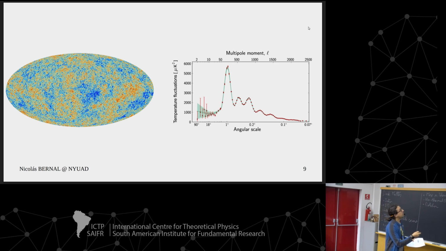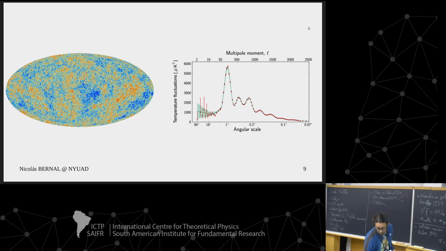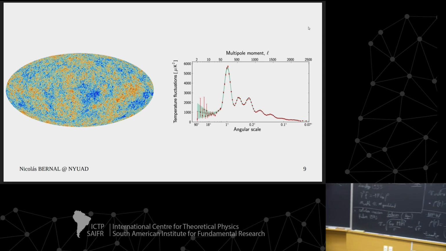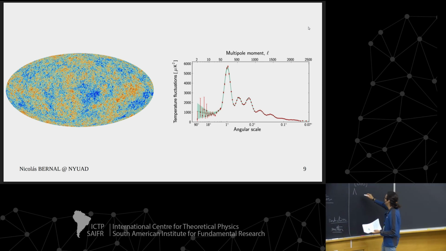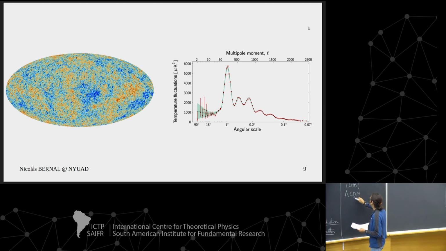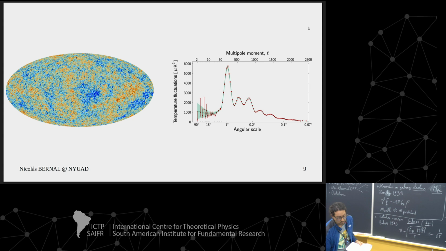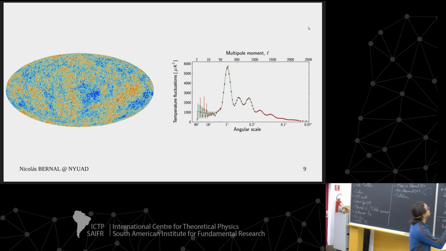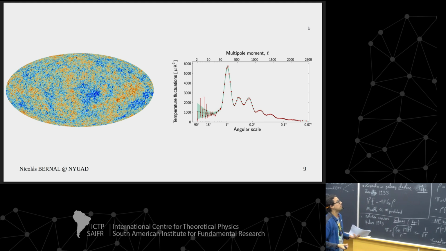This can be very well understood in the framework of lambda CDM, the cosmological model where you have a cosmological constant, lambda, CDM, DM is dark matter, surprise, surprise, and C is cold. So in particular, we need this cold dark matter. From this picture, we can extract the temperature fluctuation as a function of multipoles.